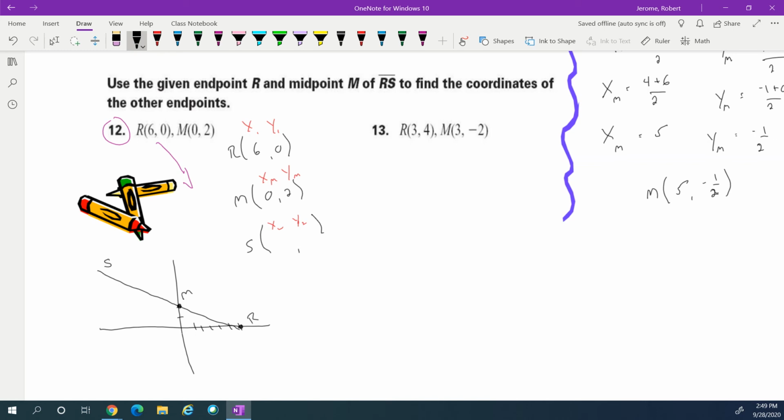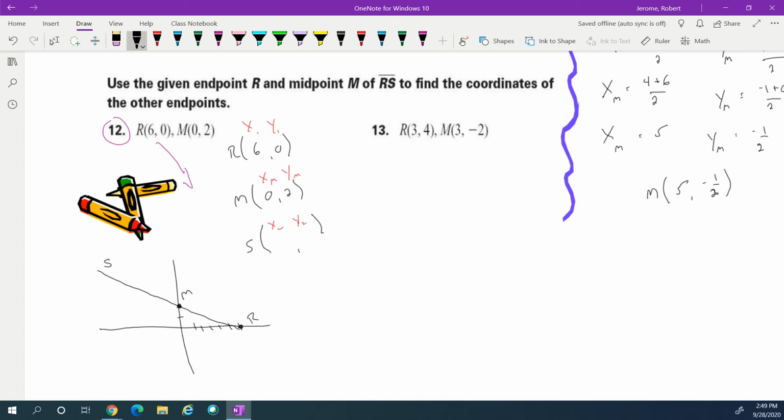Now, I don't know where, but if I don't get a negative number for X, I know I made a mistake. R was on the right. S has to be on the left. So I'm really using the graph as a picture to set my expectations, not to actually get my answer. I'm going to get my answer algebraically. How are we going to do that? We're going to use the same formula we've been using for all of our examples. We're going to do it once for the x's. We're going to do it once for the y's.